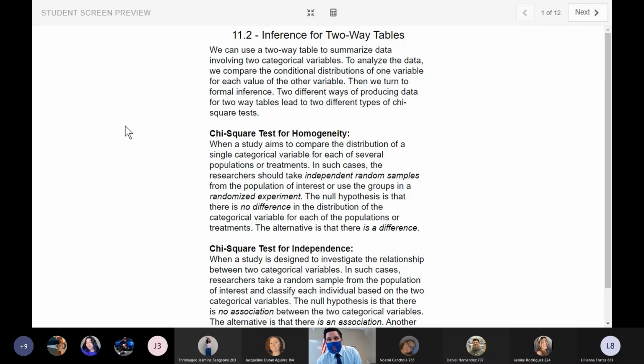All right, so first we have our introduction here to section 11.2, inference for two-way tables. We can use a two-way table to summarize data involving two categorical variables. To analyze the data, we compare the conditional distributions of one variable for each value of the other variable. Then we turn to formal inference. Those are chi-square tests. Two different ways of producing data for two-way tables lead to two different types of chi-square tests. The first is the chi-square test for homogeneity.